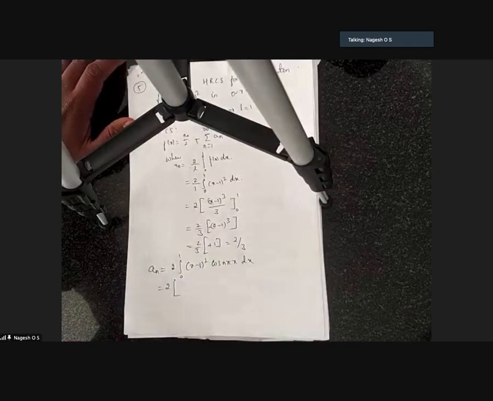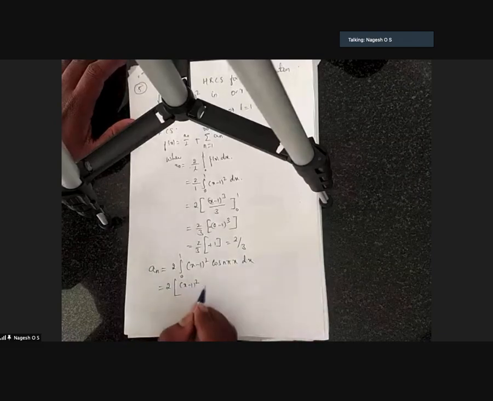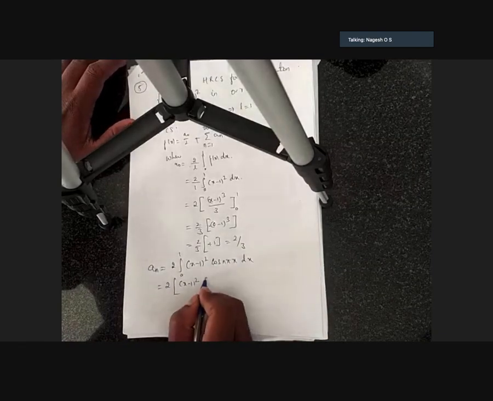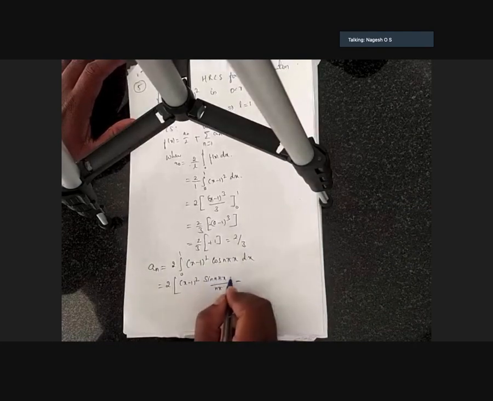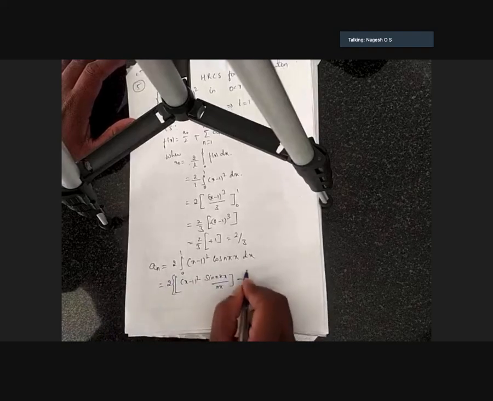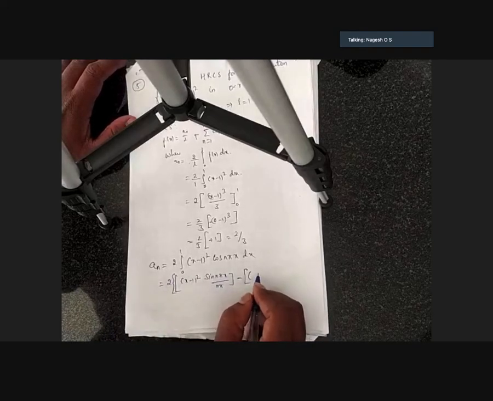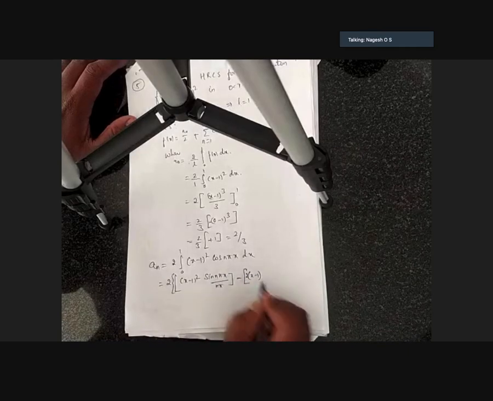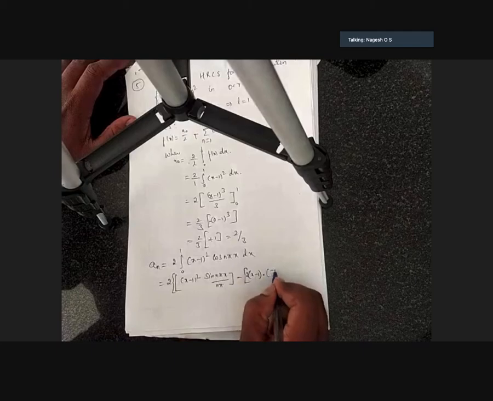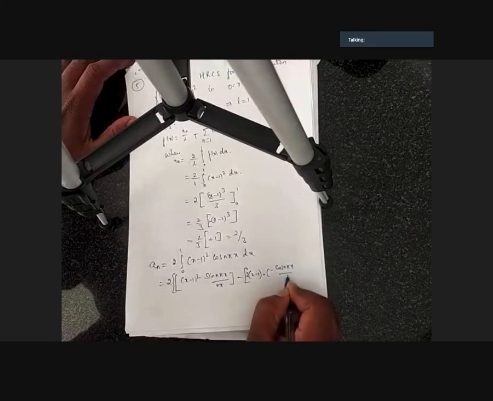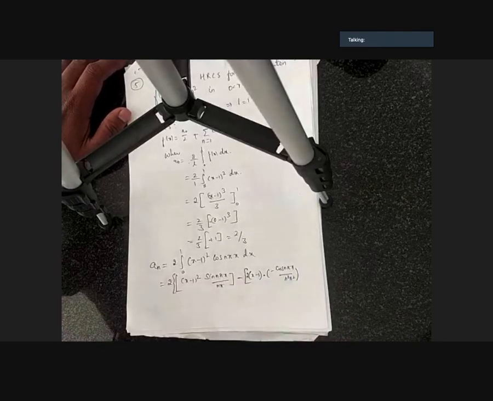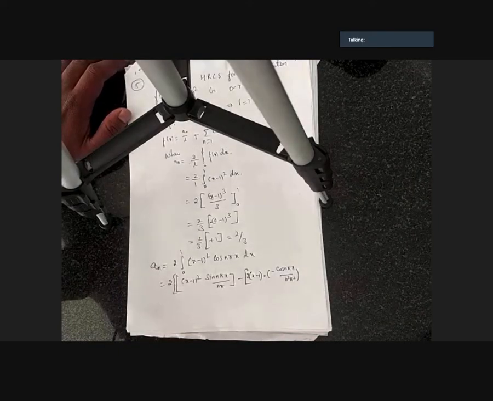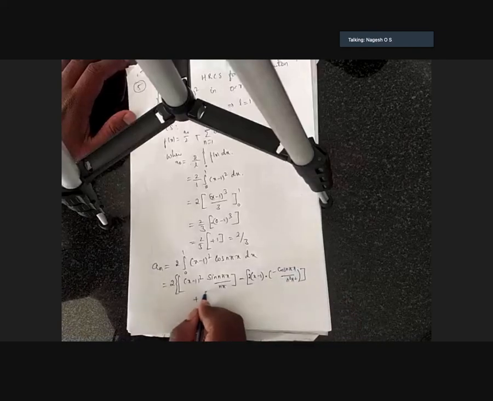Integrate this by parts. Take this one as it is, cos n pi x. Its integration is sin n pi x by n pi, minus the differentiation of this. This is the first term. Second term: differentiation of this is 2 into (x minus 1) into 1, and integration of this is minus cos n pi x by n square pi square. So this is the second term, plus.